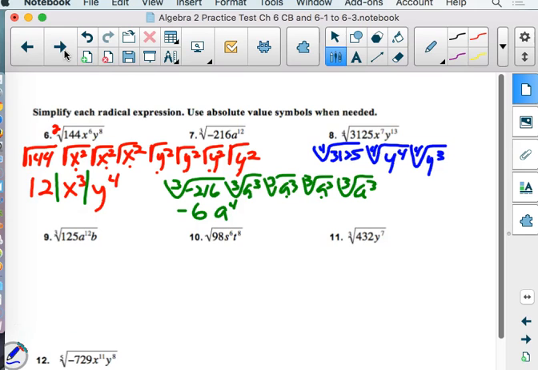Then we've got the y to the 13th. So we'll have the 4th root of y to the 4th, three times, and we're going to have one ugly 4th root of y. So we've got some pretty stuff and then some ugly stuff. Now, 3125, 4th root.